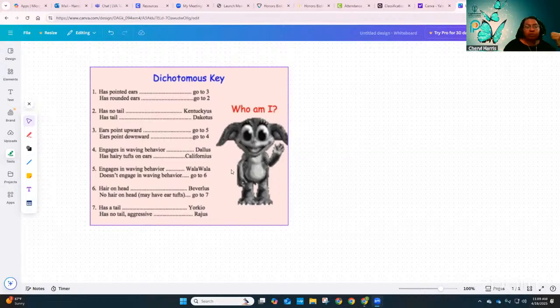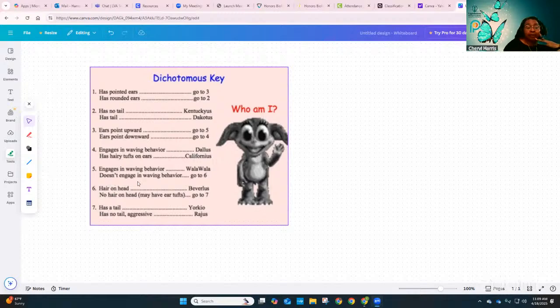Sorry, I keep reading the wrong one. All right, the ears point down. Go to number 4. Yeah, I did that. All right, engages in waving behaviors. Yeah, he's Dallas. Okay. If it was pointing upward and he's waving, he would be Walla Walla. But he's not. His ears are not pointing upward, so he's Dallas.